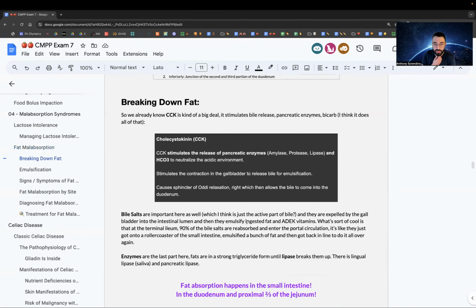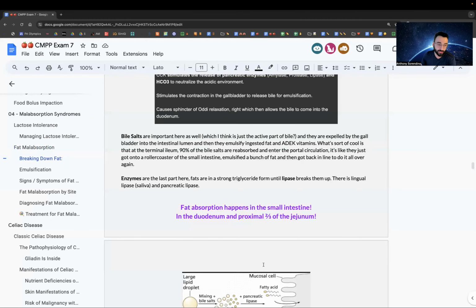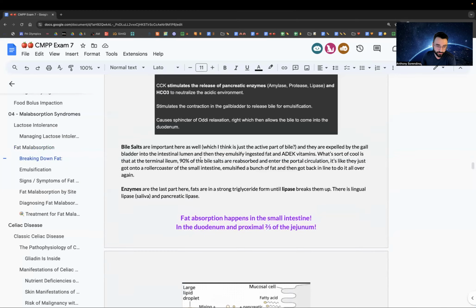All right, so we know that CCK is a big deal. It stimulates bile release, pancreatic enzymes, and bicarb. Bile salts are important here also. At the terminal ileum, 90% of the bile salts are reabsorbed and enter the portal circulation. So it's like they just got on a roller coaster of the small intestines, they emulsified a bunch of fat, and they got back in line to do it all over again.